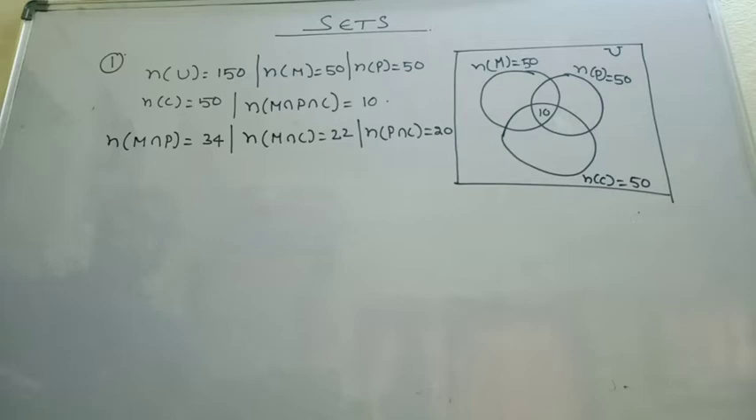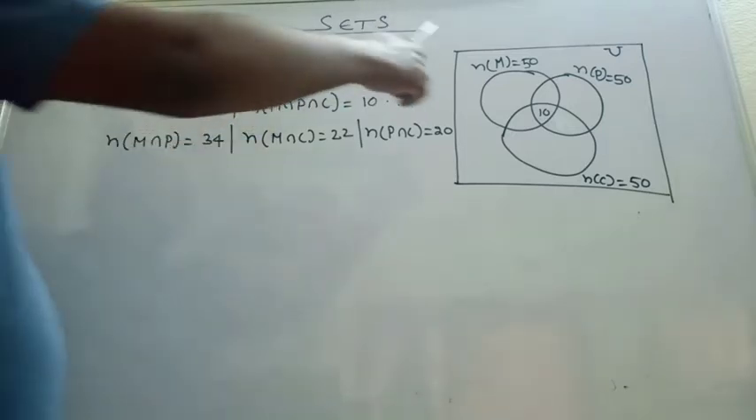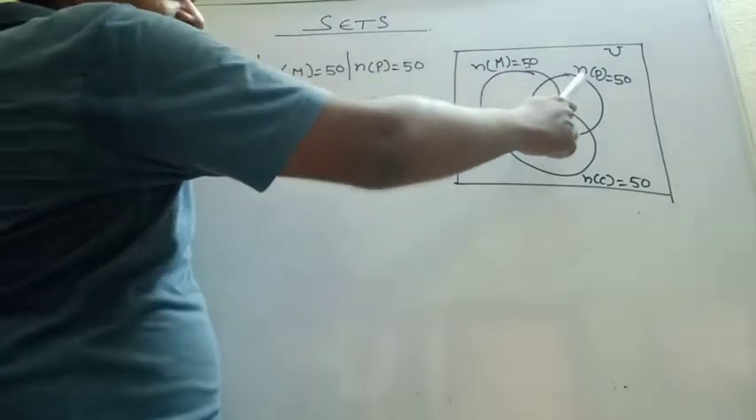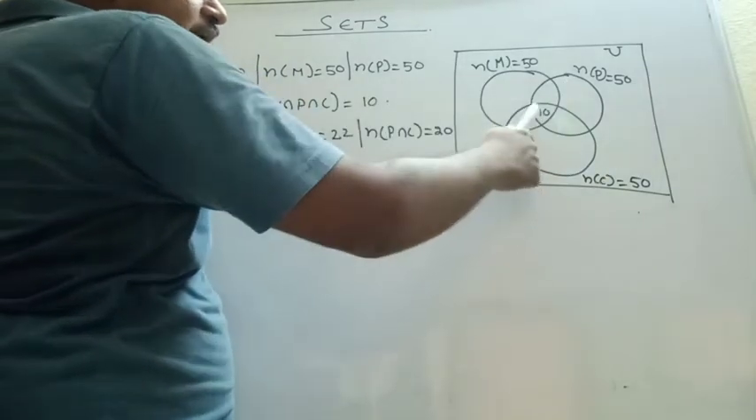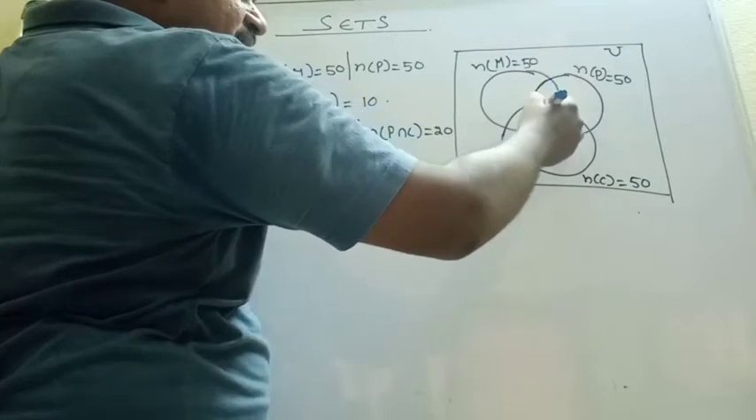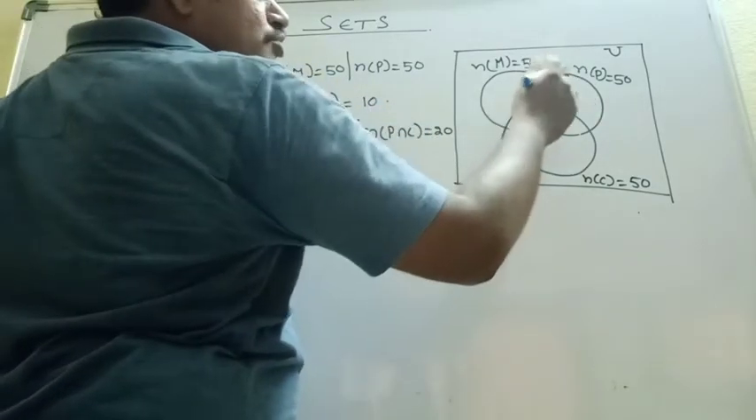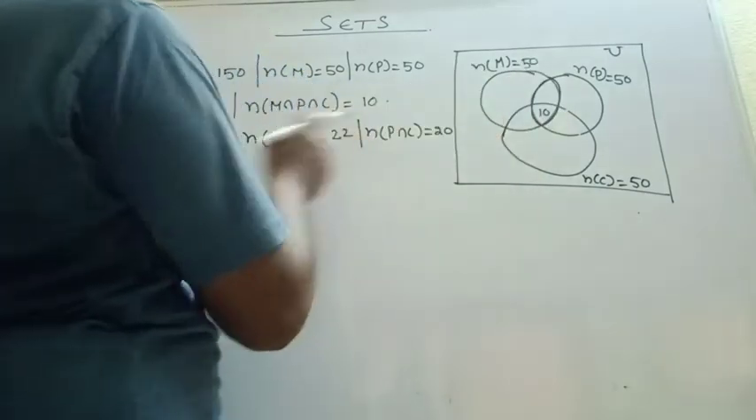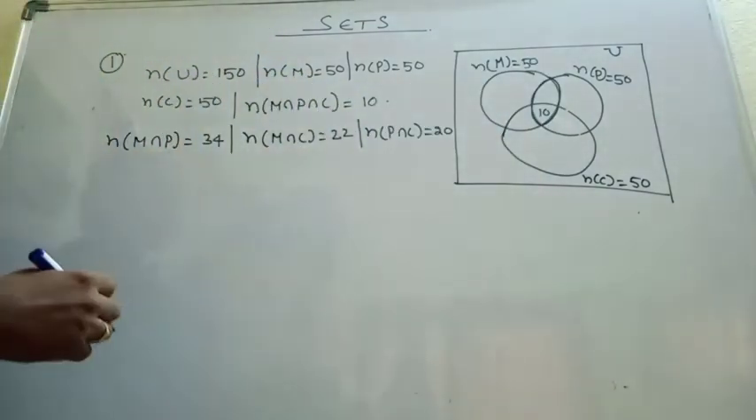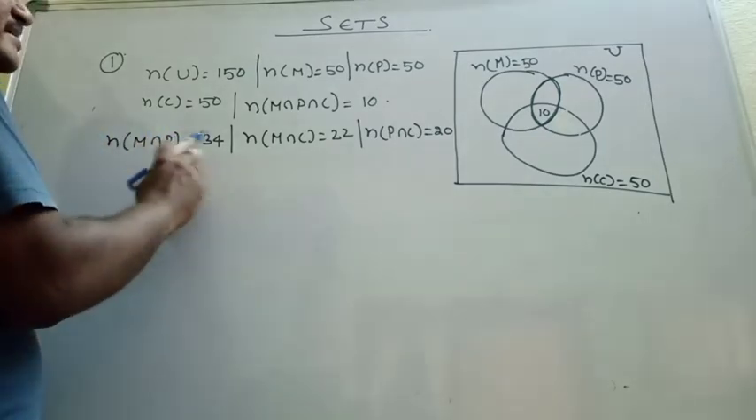Now you see, my dear students, how we are going to do this problem. This is the information they have given regarding this problem. I have taken n(M) as 50, n(P) as 50, n(C) as 50, and all three subjects is 10. This is M intersection P. Here you see what I am going to do. They have given that n(M ∩ P) is 34.